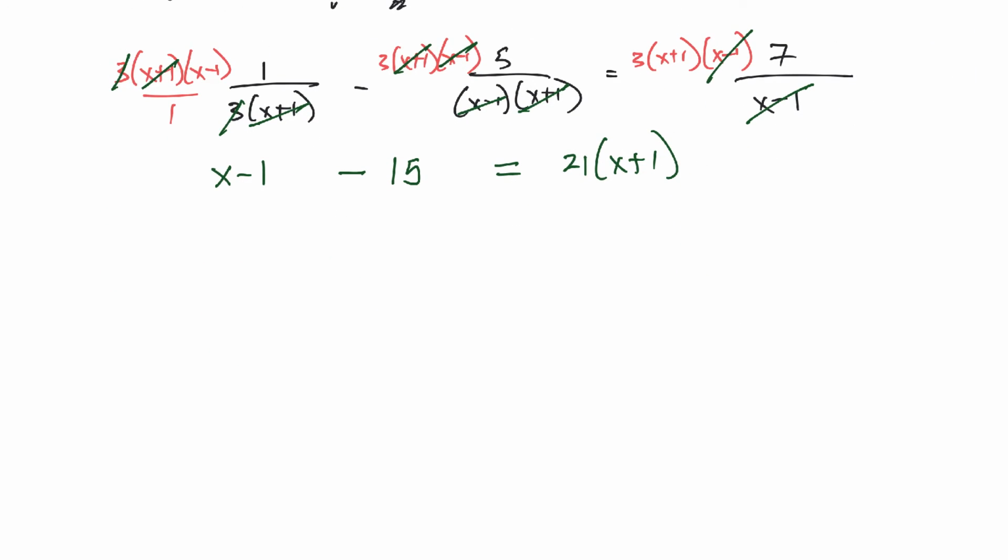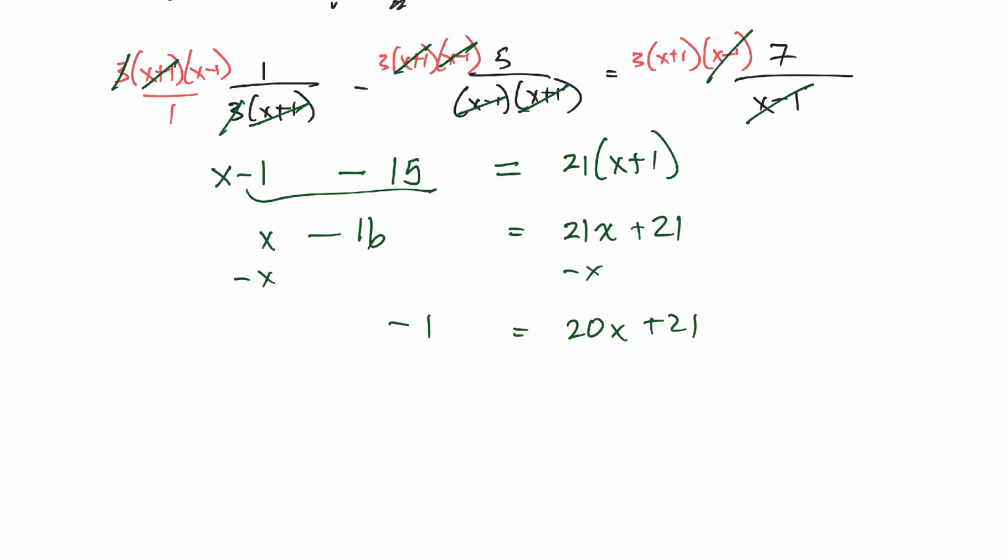Okay, now I have to solve for x. Let's get rid of the brackets here. So it'll be 21x plus 21 is equal to x. This together would be minus 16. Let's get x's to the right side and numbers to the left side. So I'm going to subtract an x on both sides. So I'll have 20x plus 21 equals minus 16.